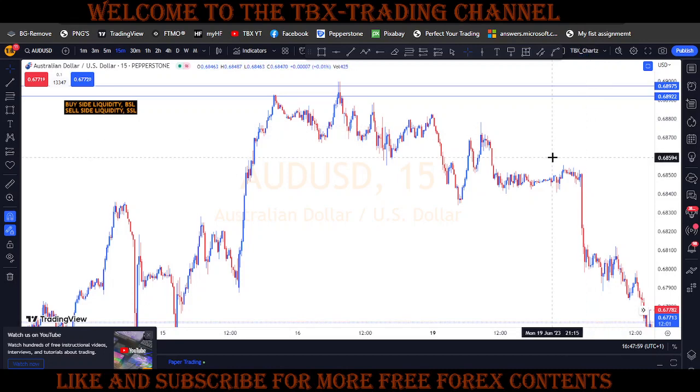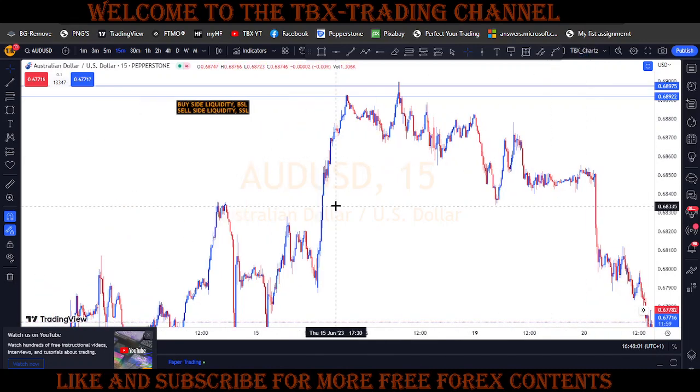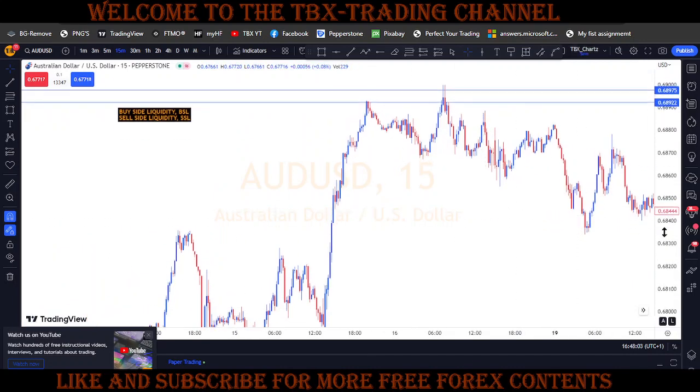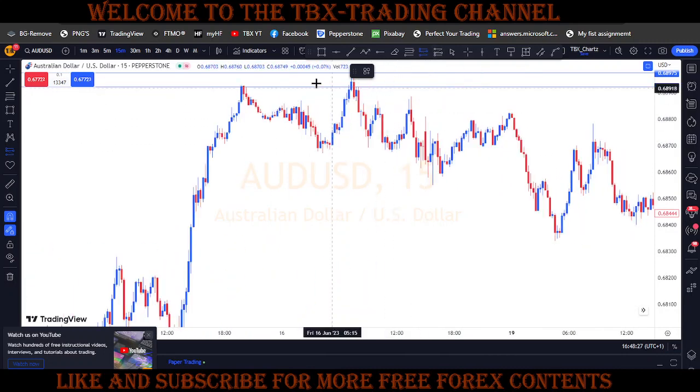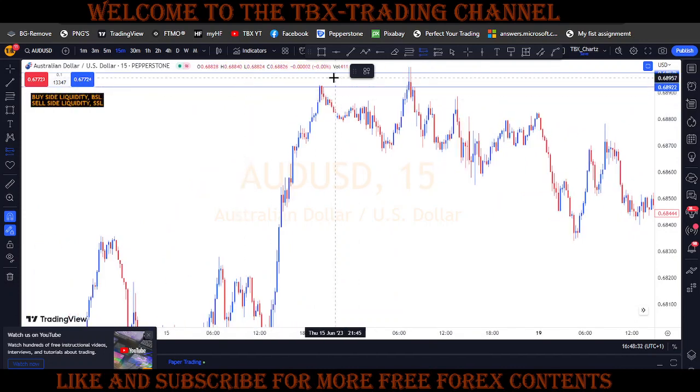So when you understand these two basic concepts, the buy side liquidity and the sell side liquidity, it will help you a lot not to get stopped out in your trade, at least to reduce your losing trades a lot. Because I understand this concept to a reasonable length, I will not be looking for trades here. I would have waited for price to clear this buy side liquidity, because this is an equal high in the buy side.